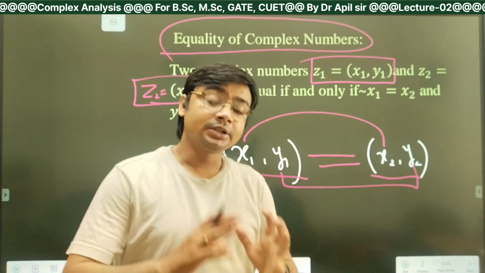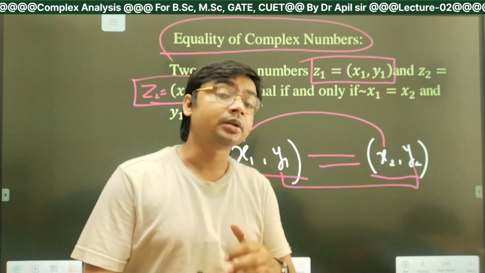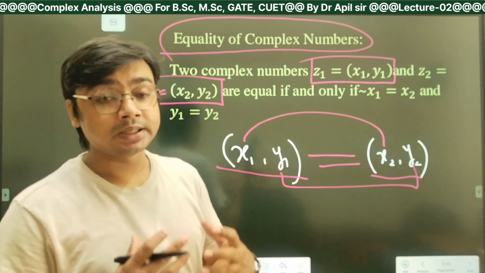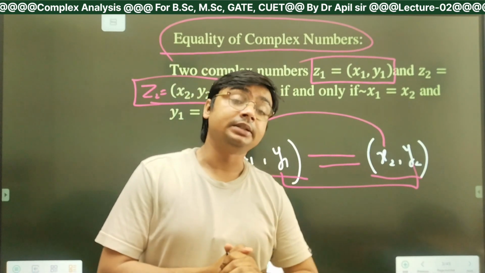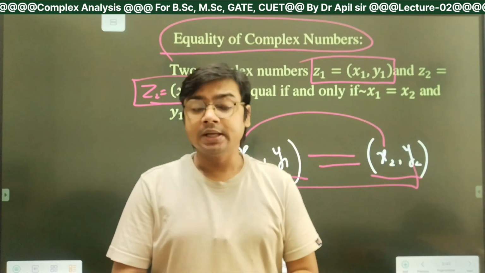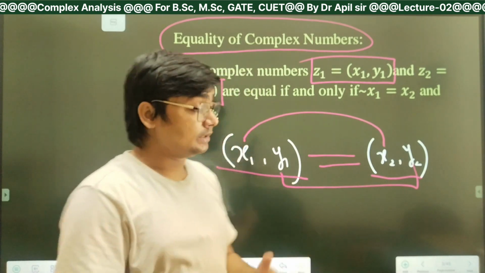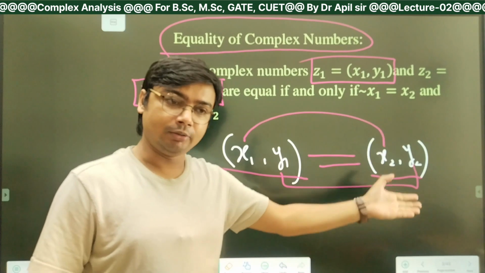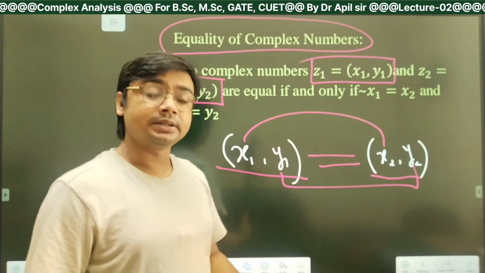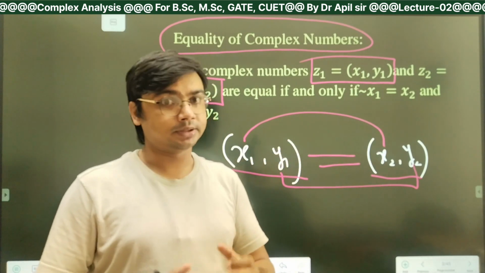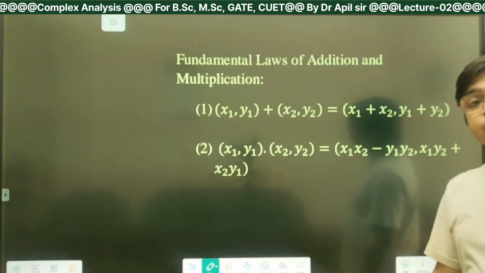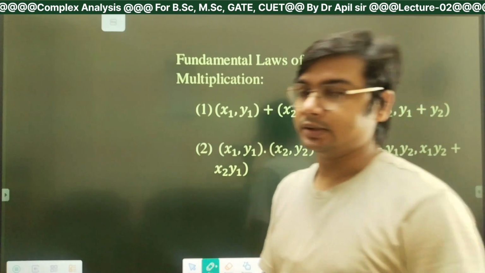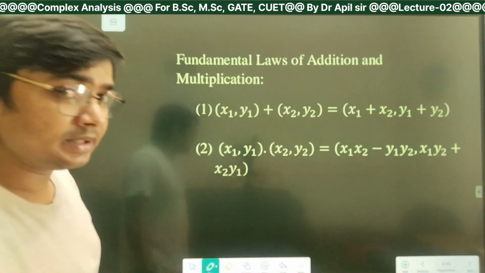Is it okay? So what we see is that if their corresponding real parts and imaginary parts are equal, then we can say the complex numbers are equal. And conversely, if these two complex numbers are equal, then their real parts and the corresponding imaginary parts will be equal. Some fundamental laws are there which we need. I think these are very easy.